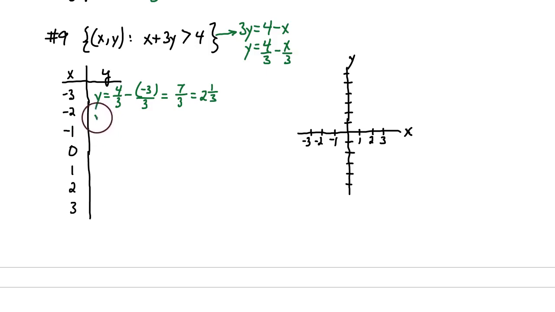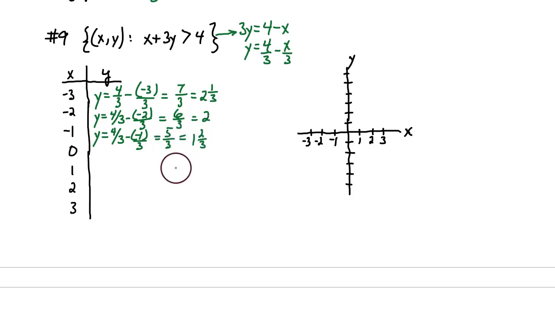Second row of the table, y equals 4/3 minus -2 over 3. Minus a negative makes plus. 4 plus 2 makes 6, and 6 over 3 makes 2. Next row of the table, y equals 4/3 minus -1 over 3. A negative makes plus. 4 plus 1 makes 5 over 3. And this is 1 2/3.